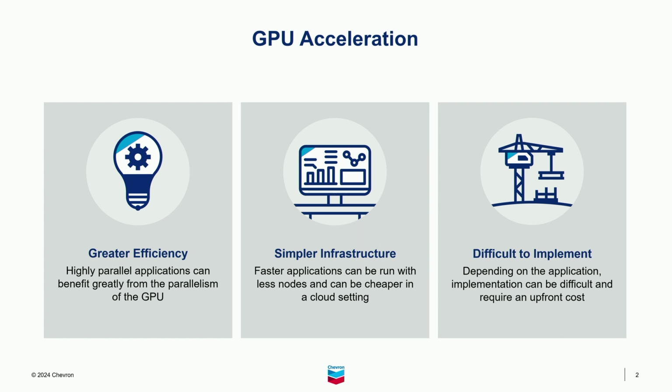This can also lead to simpler infrastructure. If you do have a faster application, you can run it on fewer nodes, especially nowadays with 8 A100s or H100s packed into a single node. You can really simplify the infrastructure. And this can also be cheaper in a cloud setting, less node hours, less billable time, which is also a good little business value you can throw into a proposal or a success story.